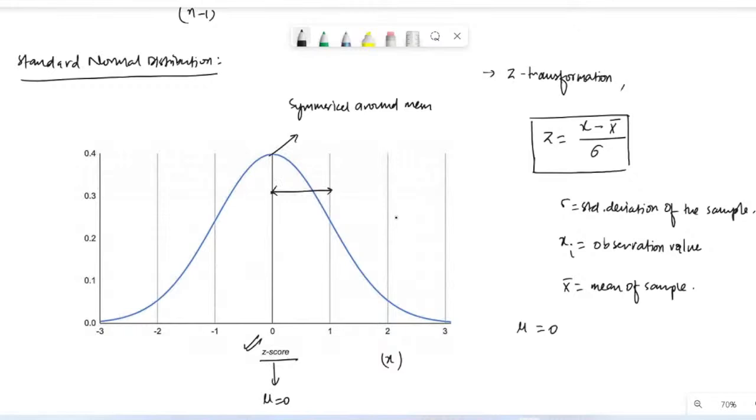Apart from this, the standard deviation will be 1. This is fixed. For the standard normal distribution, your sigma value will be 1. Obviously, in this case, your variance will also be 1. So sigma square is also 1.